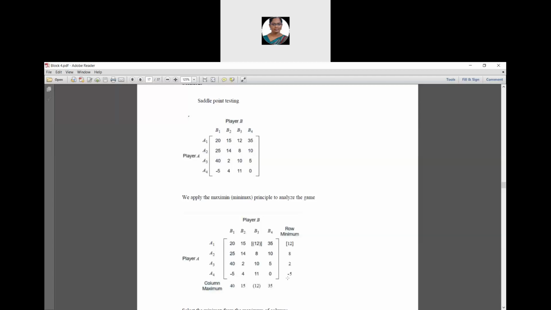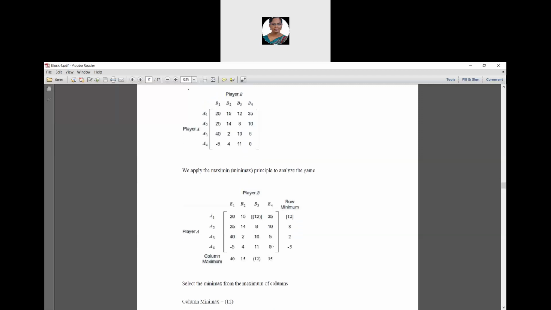And column-wise we have to write the maximum value. In the first column the maximum value is 40, so write it here, 40. And in the second column the maximum value is 15, and in the third column the maximum value is 12, and in the fourth column the maximum value is 35.